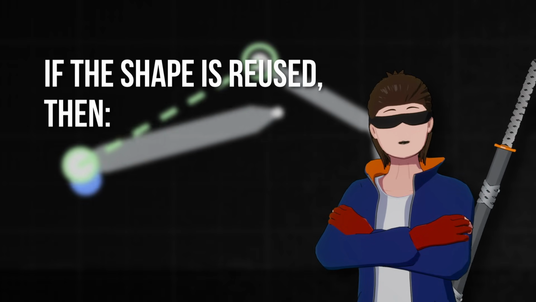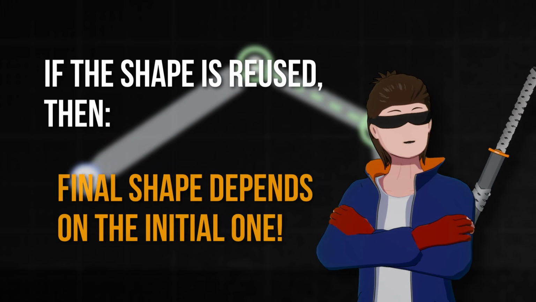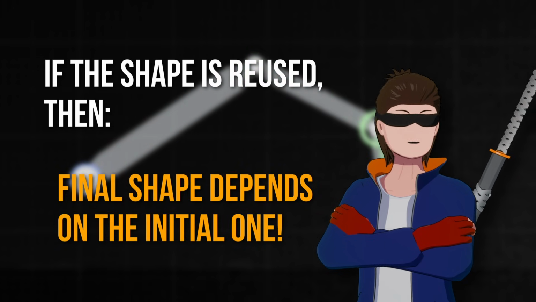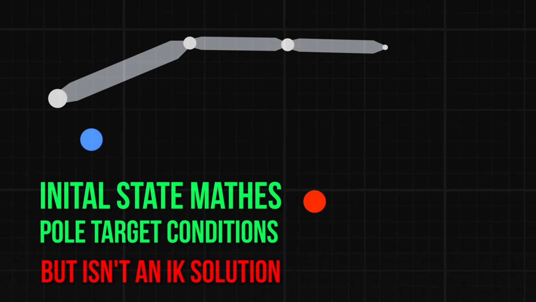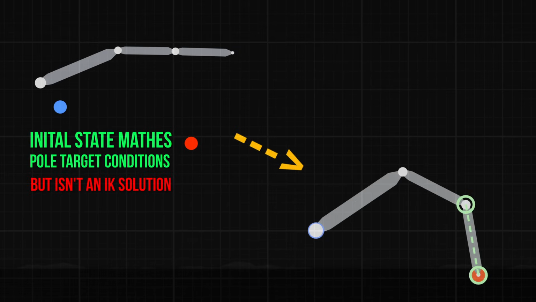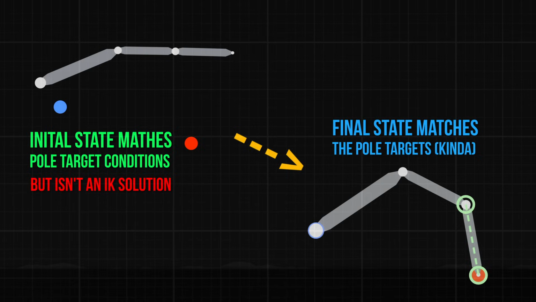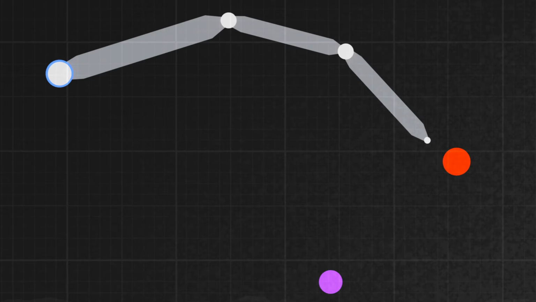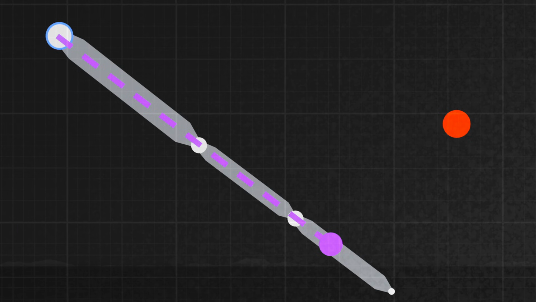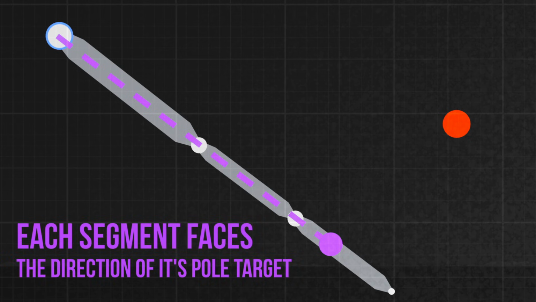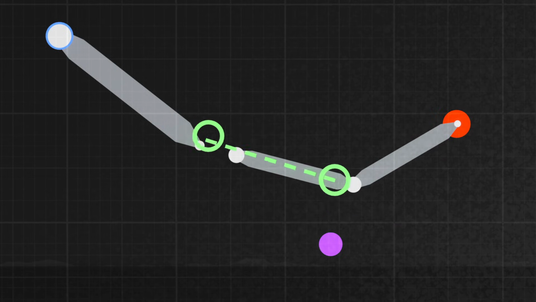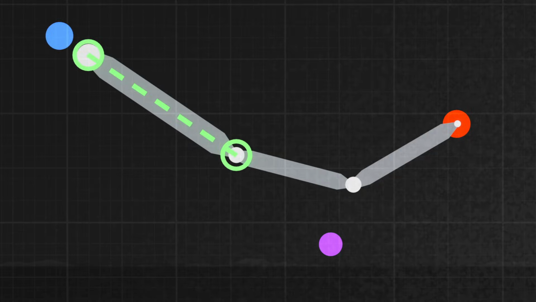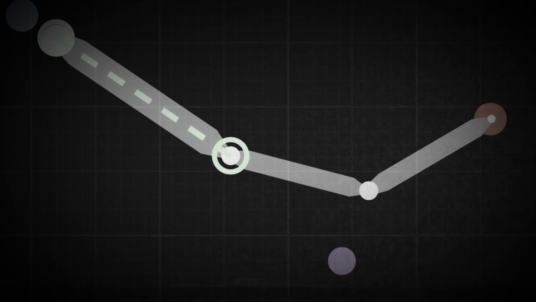This means that limb's final shape somewhat significantly depends on the initial shape. So, if we, let's say, provide an initial state that matches the pole targets, but does not solve the IK problem, theoretically, the resulting solution should significantly depend on the pole target configuration. So, what I ended up doing was this. Before each run of the algorithm, I reset the shape of the limb by making each segment face the direction of its pole target. Then I just run the algorithm normally, and everything works fine. Surprisingly. Man, I love iterative algorithms.